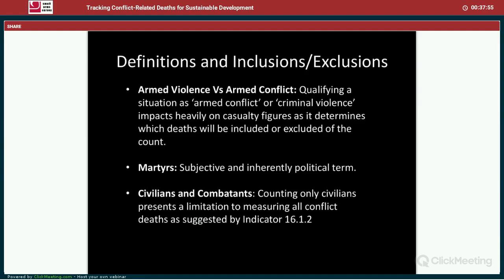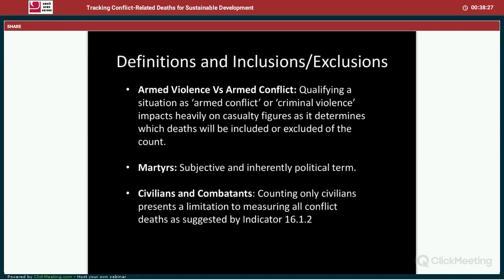So the second issue here is definitions. You know, what is a civilian? What is a combatant? And in addition, in the Middle East, there's this term that is usually used, which is martyr. Martyr refers to those who died at the hand of the regime, like in Libya. So who is a martyr and who isn't is a political term.